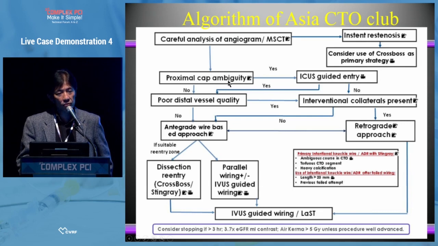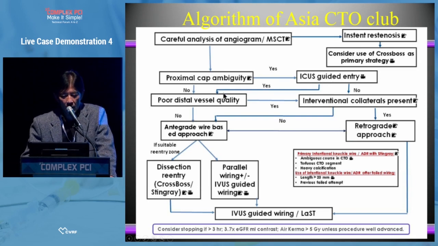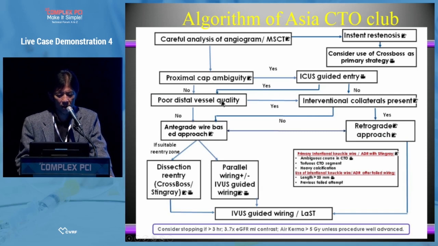And focus on the proximal fibrous cap ambiguity. If you don't have any information on the proximal cap, it is better to use IVUS-guided entry point wiring. And for the distal vessel, if it is of good quality plus there is an interventional collateral, shift to the retrograde approach. But if there is no interventional collateral channel and the distal vessel is very good, go antegrade at first.